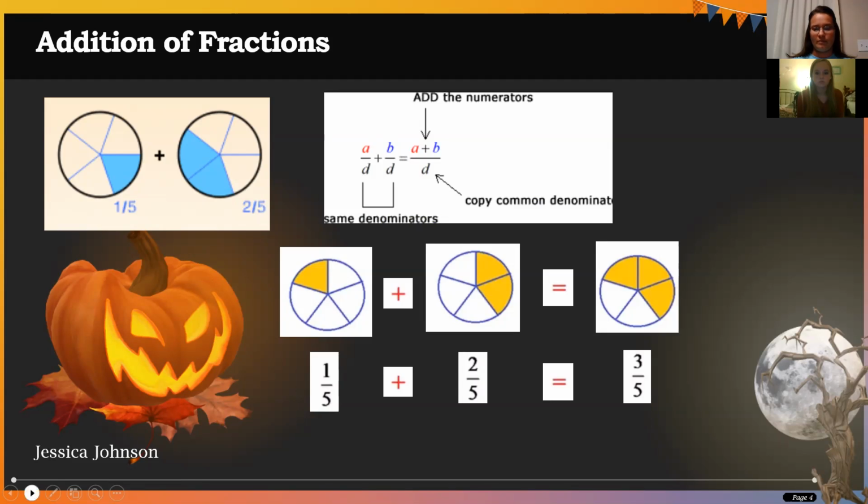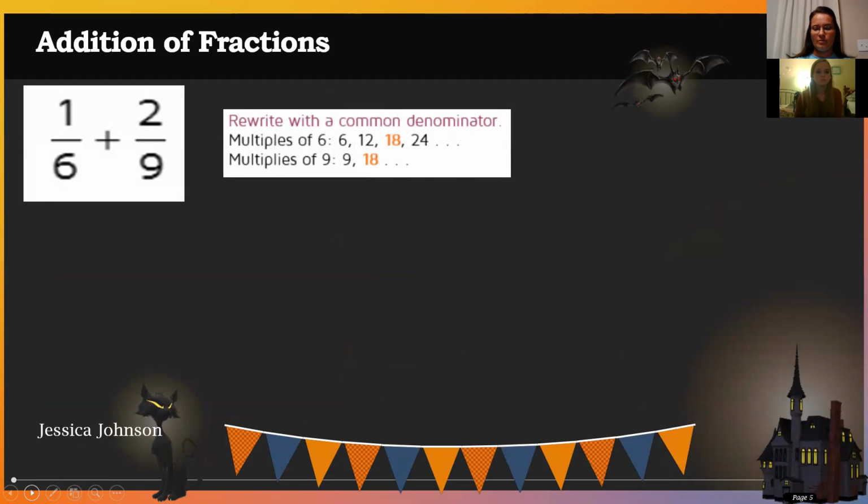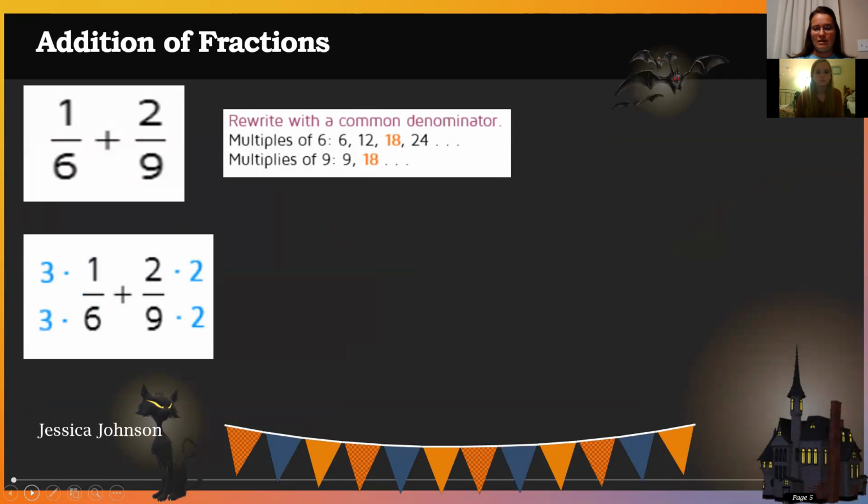Let's practice some more. Add 1/6 plus 2/9. Wait, what is going on with those denominators? If you said that we need to change the denominator to a common multiple of 9, then you would be correct. Our least common multiple of 6 and 9 is 18. When you multiply 3 by 6, you get 18. What you do to the denominator, you must do to the numerator. Multiply the 1 by 3.